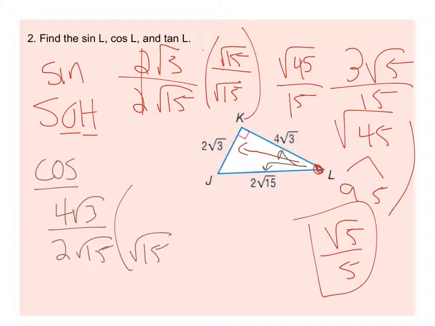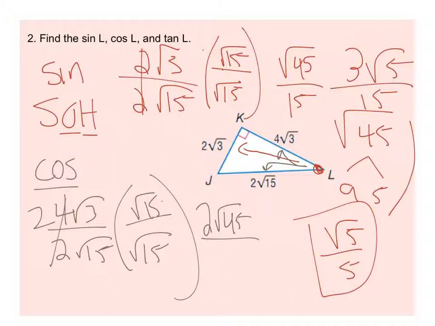So again, square root of 15 over square root of 15. Use your heads. 4 over 2 is just 2. You can start thinking about that. So now you got 2. On the top, you got square root of 45. On the bottom, you've got 15. So square root of 45, we just simplified that. So that's really 2 times 3.